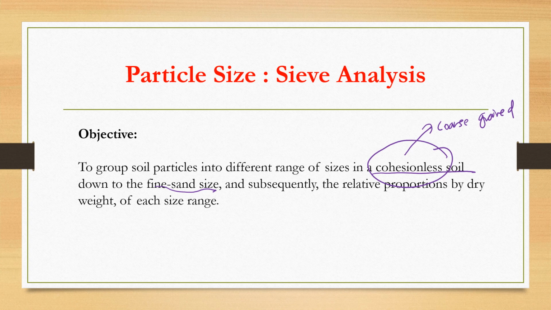The objective of the test is to group soil particles into different ranges of sizes and subsequently determine the relative proportions by dry weight of each size, which means that to conduct this test, the sample must be dry prior to testing, because we want to quantitatively obtain the percentage of each type of soil, from cohesionless down to a very fine size, in dry weight proportions.